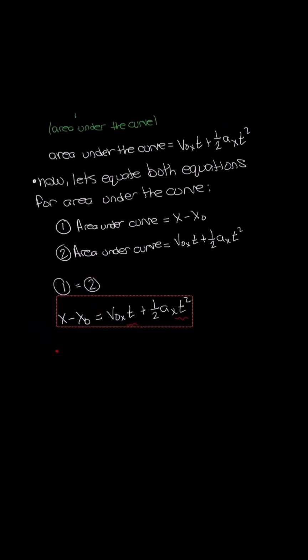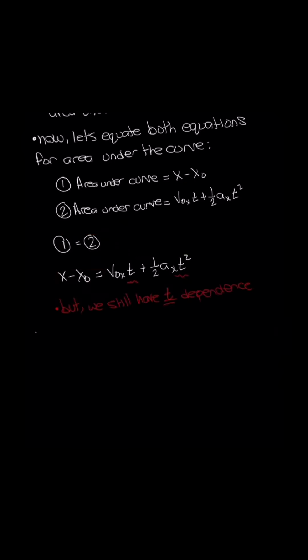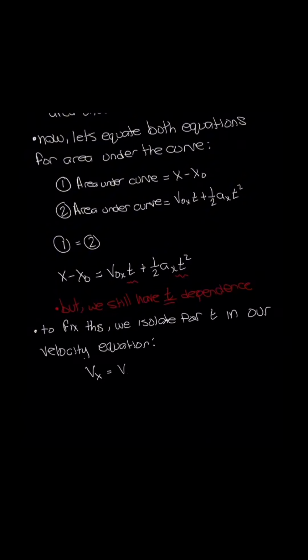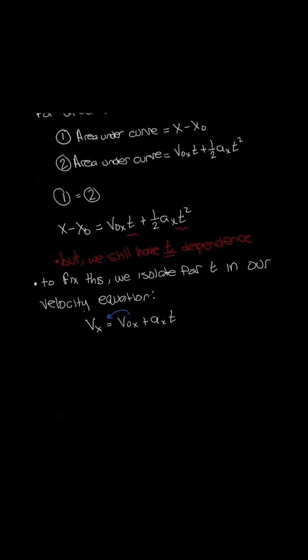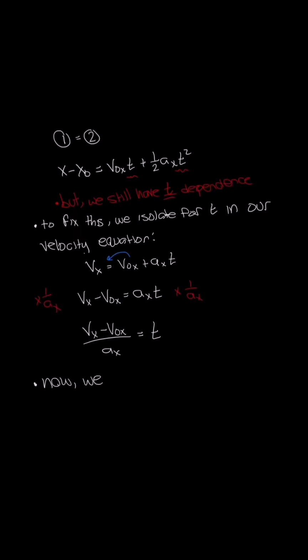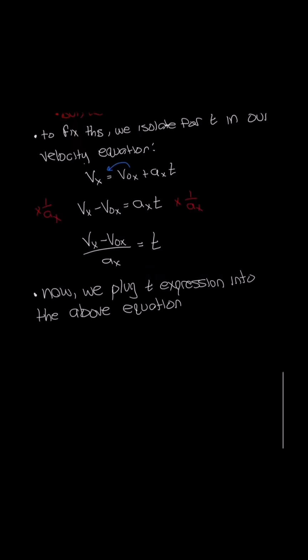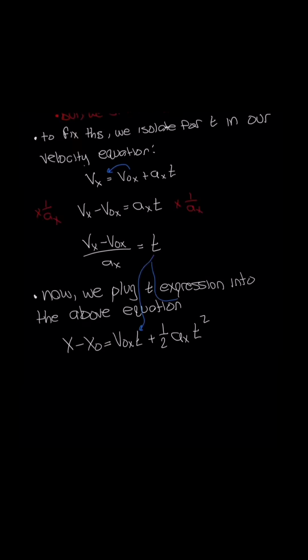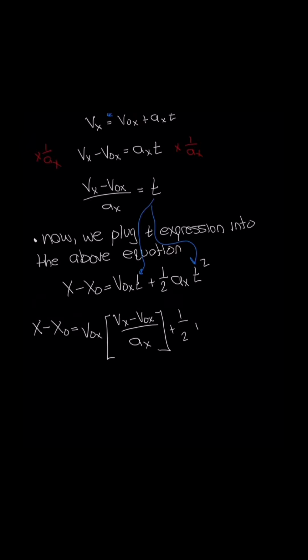I just want to note that we still have this t dependence. To get rid of it, we need to isolate for t in our velocity equation. With the velocity equation that we found in our other video, Vx equals Vox plus AXT, we isolate for t by bringing Vox to the other side, where it becomes negative, and then multiplying both sides by 1 over AX. We end up getting this expression here. Now we can use this expression to plug in for t in our expression above, and this will remove the t dependence.